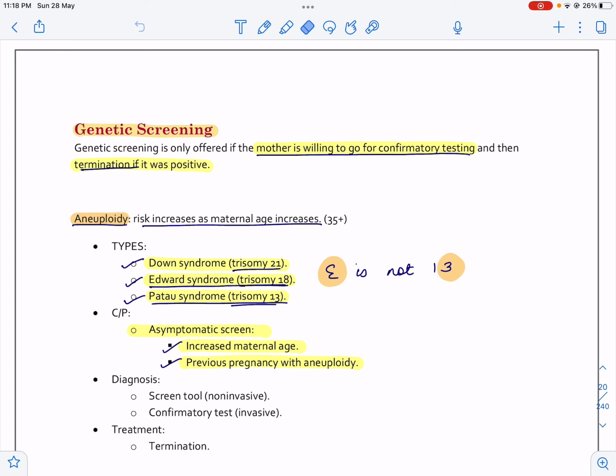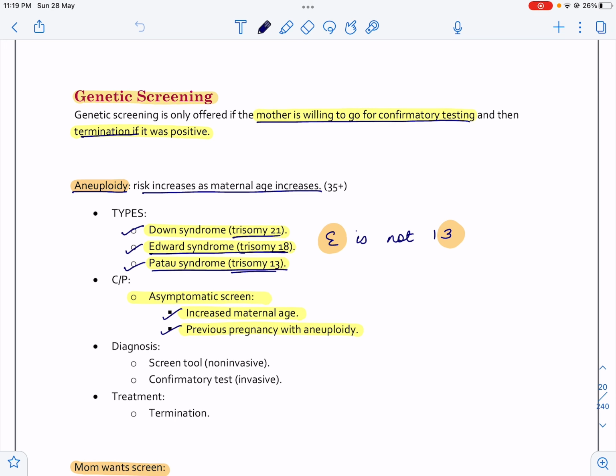Today's module is genetic screening, which is an important OBGYN topic. So the first thing that you need to remember is that genetic screening is offered if the mother is willing to go for confirmatory testing once you do the genetic screening, and then if the confirmatory test turns positive, she's willing to go for termination.